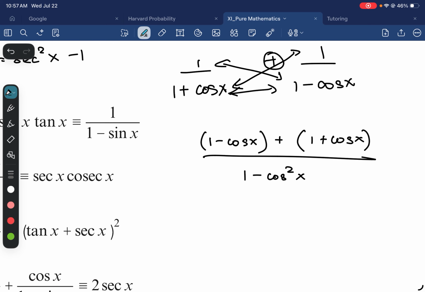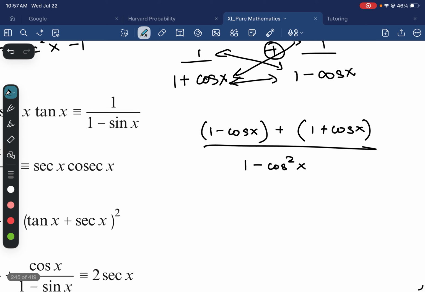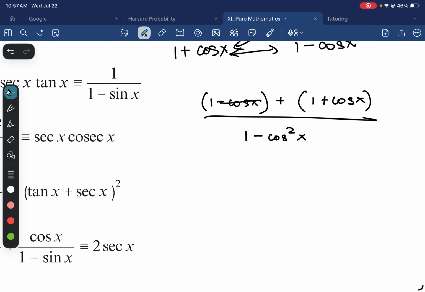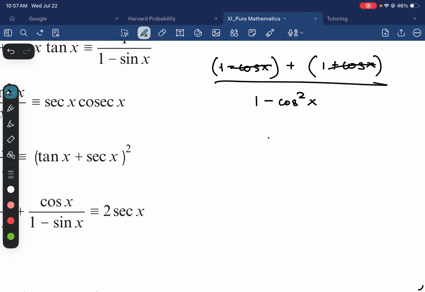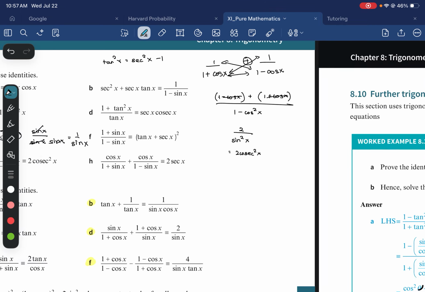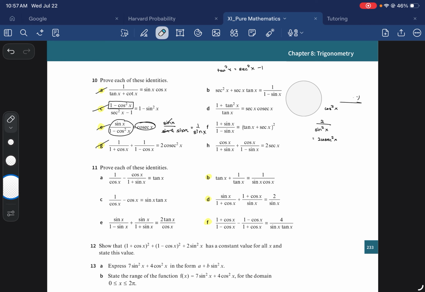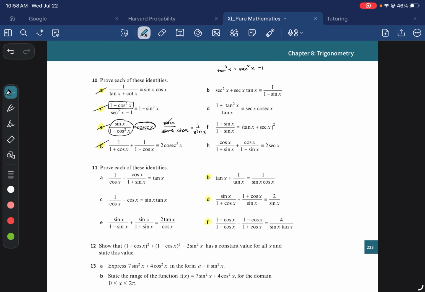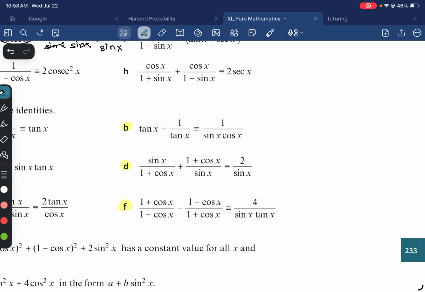From (a plus b)(a minus b) is a squared minus b squared. So 1 squared is 1 minus cos squared x. All right. So minus cos x plus cos x will cancel out. 1 plus 1 gives me 2 in the numerator. And my denominator is just sin squared x, which simplifies to 2 cosecant squared x. All right. And I think that's what you have here. 2 cosecant squared x. Okay, we are done.